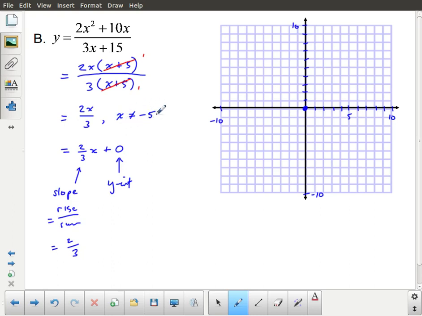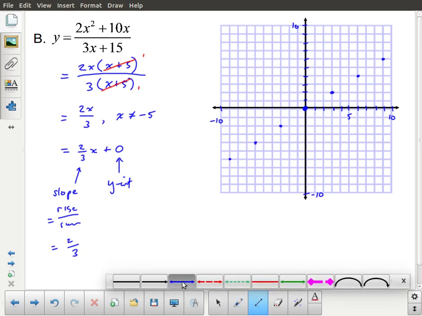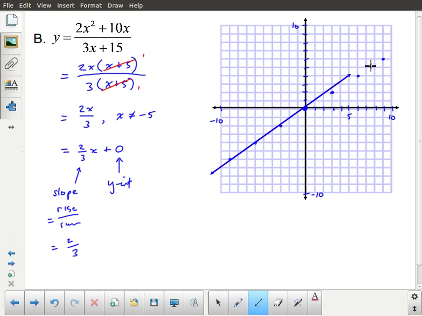This says x is not allowed to be negative 5. So what is that going to look like? We've got a run of 3, so I count 1, 2, 3 over and up 2. That's my slope of 2/3. And then going the other way, I go 1, 2, 3 to the left, but now I come down 2. And since I have this straight line tool available to me, I will connect my points with that.